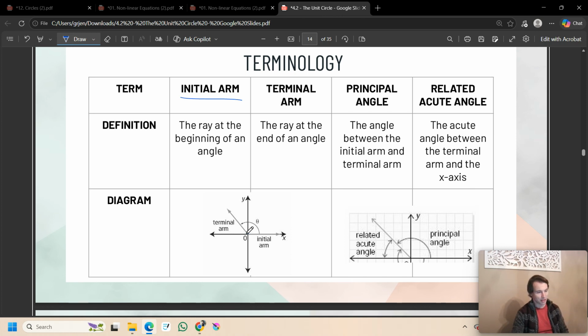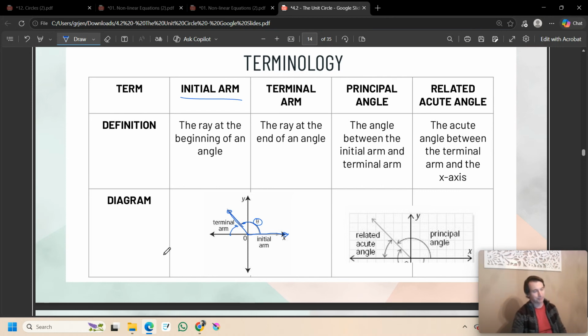The initial arm is the x-axis, right? It's that ray, which would be the x-axis. And then the terminal arm is the ray that's at the end of the angle, okay? And then the angle that's between it there, we call that the principal angle. And the related acute angle is the acute angle, there's always going to be one, unless we're talking 90 degrees or 270 degrees. There's always going to be an acute angle between the terminal arm and the x-axis. That's the related acute angle.